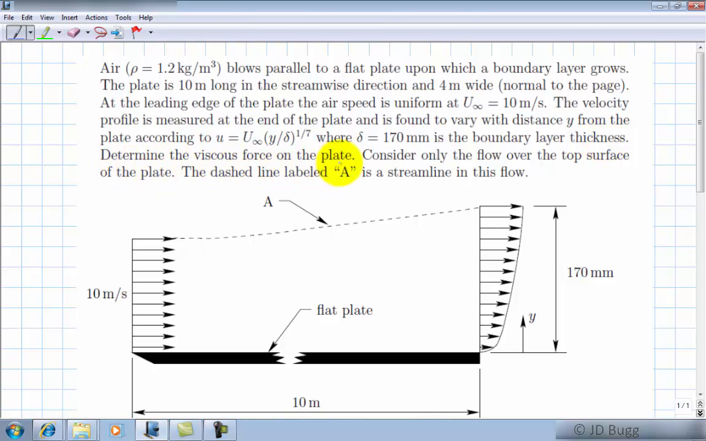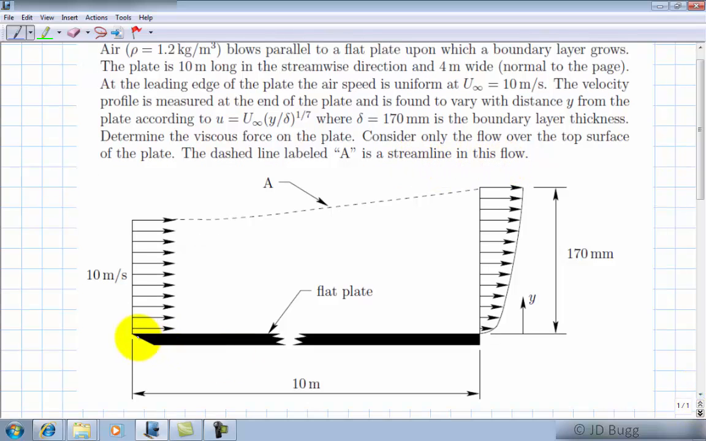Determine the viscous force on the plate. Consider only the flow over the top surface of the plate. The dashed line labeled A is a streamline in the flow. So here's a picture of this plate. It's 10 meters long and it's 4 meters wide in and out of the screen. There's a uniform 10 meter per second velocity approaching the plate, and it's flowing in this direction.